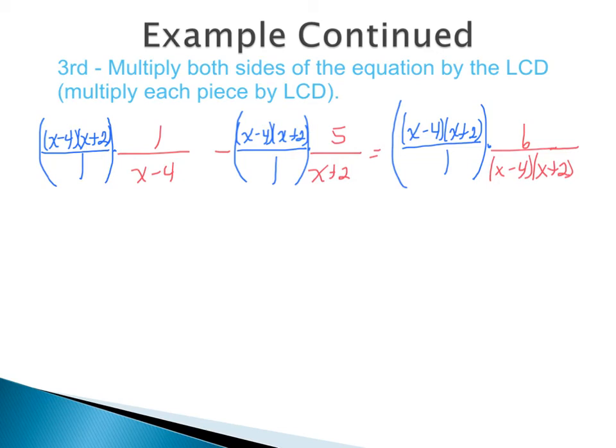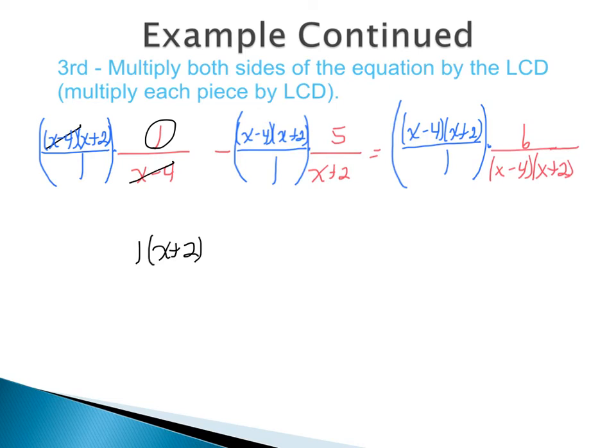From here, then, we want to actually cancel. The whole idea, again, is to get rid of our fractions. So what happens within each individual part, we're going to reduce. So I can cancel out the x minus 4 and the x minus 4. So that way we are just left with, I'm going to put that 1 that was in the numerator in front. So we have 1 times x plus 2.